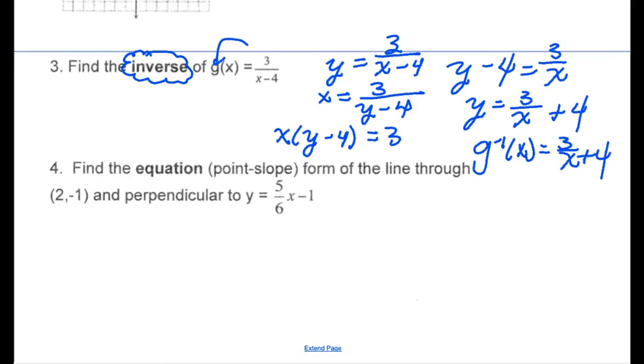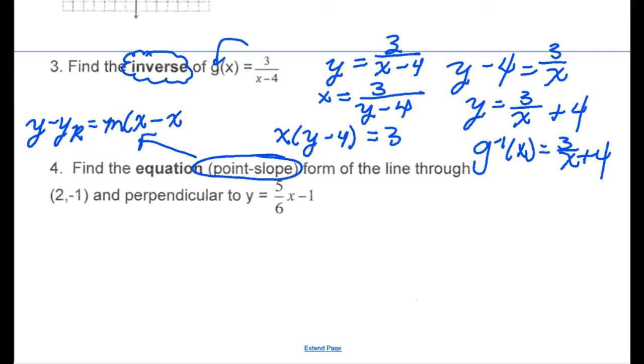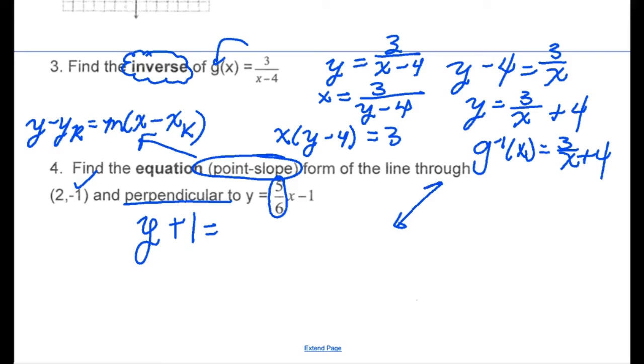The next one, equation in point slope form. Remember what that is. I like to say it's y minus the y we know is equal to the slope there times x minus the x we know. And so we've got y minus a negative 1 is equal to the slope. My line needs to run perpendicular to this one. This one has a slope of 5/6. If I steal it, I will run parallel. Parallel lines have equal slopes.